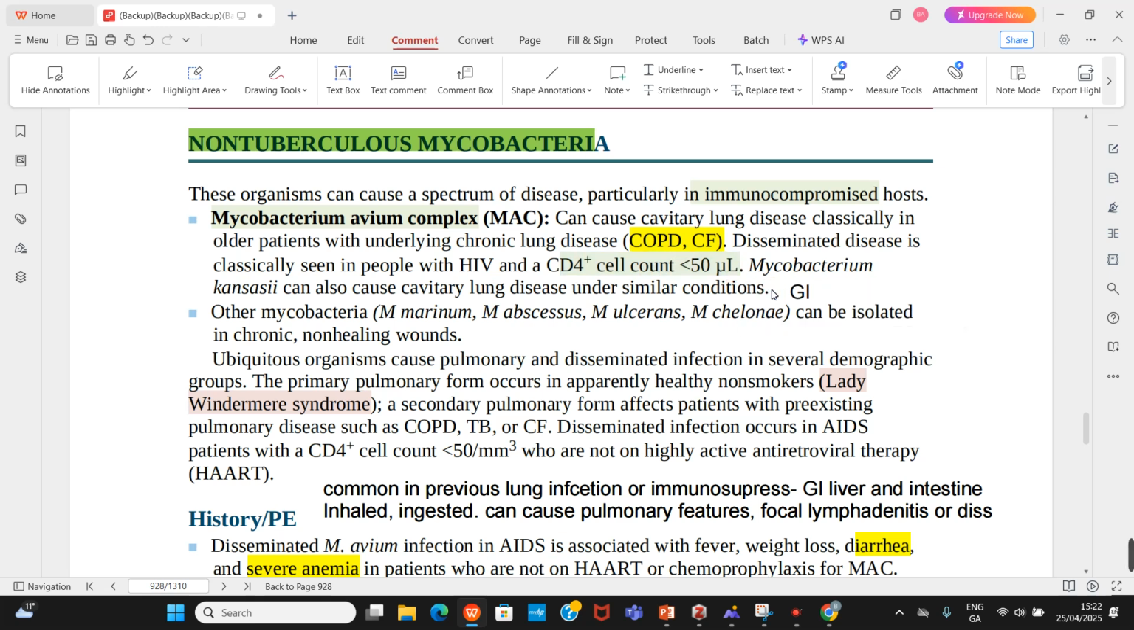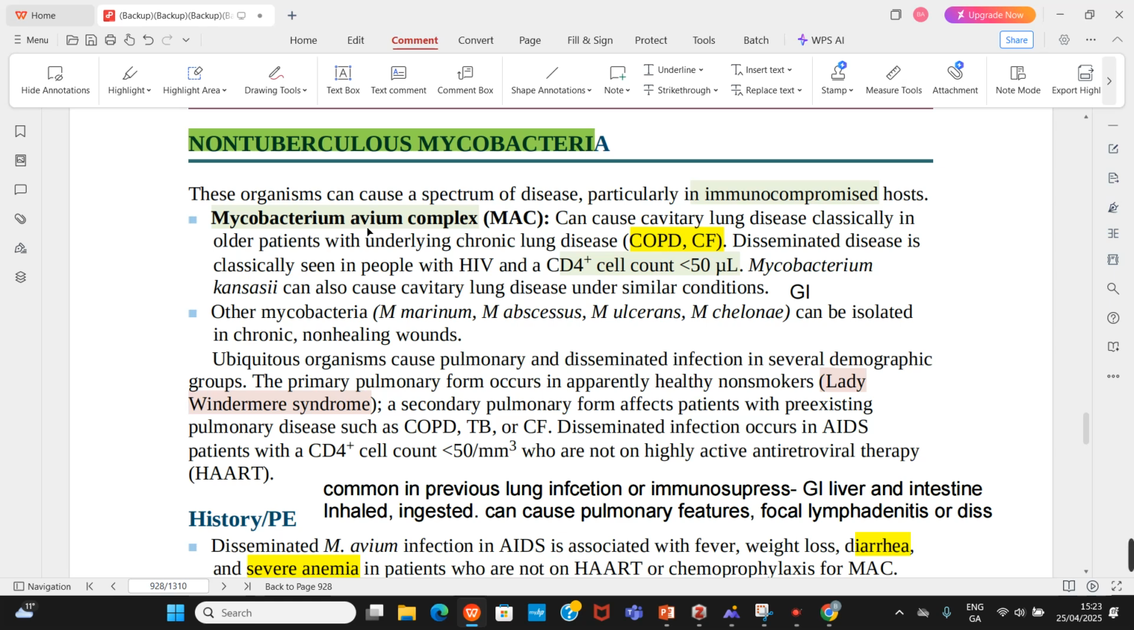If somebody has a CD4 count of less than 50 and is presenting with features corresponding to tuberculosis, I might want to calm down and rule out Mycobacterium avium in the questions there. I'm not going to jump to Mycobacterium tuberculosis. I want to take a closer look.